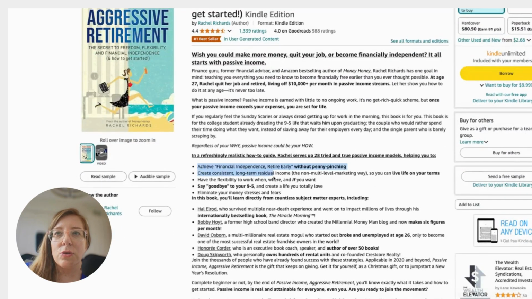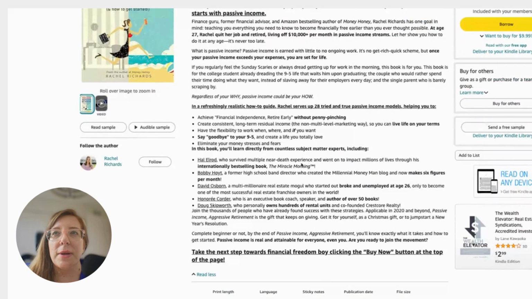Down here, they're using some bullet points. And this one says, in this book, you'll directly learn from countless subject matter experts. So, depending on your book, that's not a bad idea if you have quotes or you're teaching some theories or strategies based on other people that have a big name in the industry. That's something else that you can do to draw attention in.